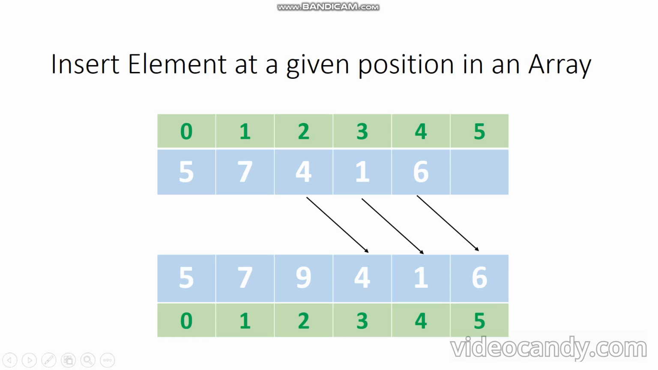So here at the second position, I want to insert the element. What I will do is, from this second position, I will move the elements till the last position. That means the last element, that is the fourth index element, will be shifted to the fifth index, third to fourth, second to third. And then at the second position, I have inserted the element that is 9.